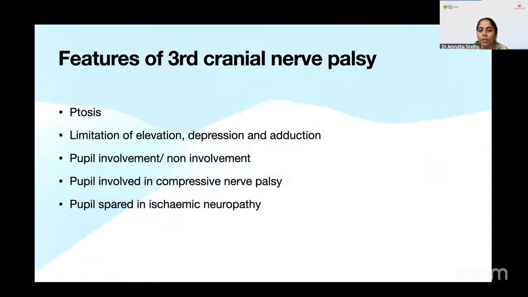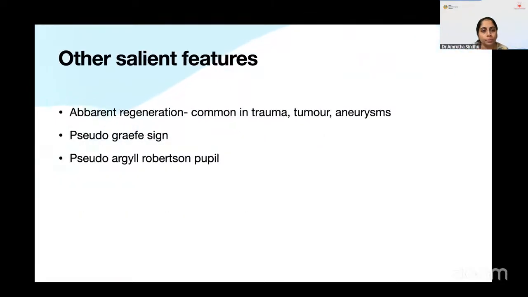If the pupil is commonly involved, then you call it compressive. Any compressive condition like a tumor or an aneurysm can cause pupil involvement. Whereas in case of ischemic neuropathies, like in diabetes, you get a pupil sparing, and you should know why the pupil is spared and why the pupil is involved. So you have to know the underlying cause for that.